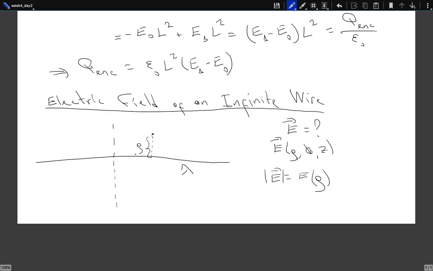What about the direction? What can you say about the electric field lines? Well, they should start from the wire and go out, but they should make 90 degrees with the wire. If they go like this, the mirror image will go the other way around. So they should be straight.